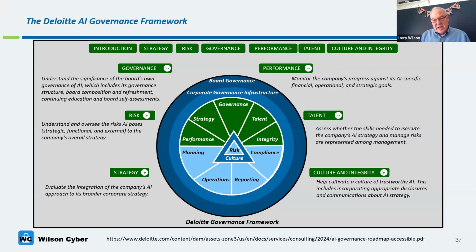And then culture and integrity. Here we helped cultivate a culture of trustworthy AI. One of the different threats was shadow AI. We want to make sure that we let our employees know that that's not acceptable, because that's one way to disclose sensitive information through shadow AI. You have to be responsible to this board or this governance framework and make sure that you're only accessing AI systems at work based on what's allowed by this governance team.